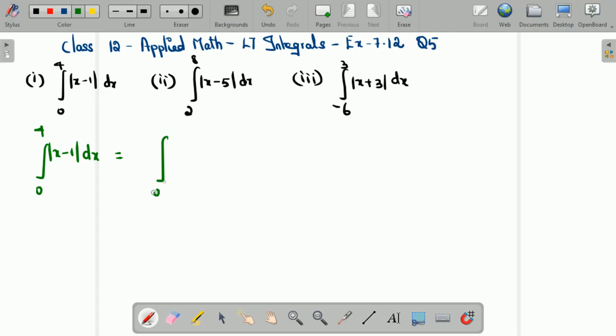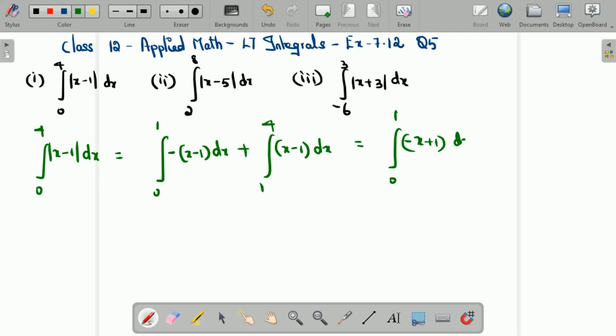Between the limits 0 to 1, this function will behave as minus of x minus 1 dx. And between 1 to 4, this function will be just x minus 1 dx. Now I'm going to bring the negative sign inside so that it will be easier for me for integration. So this will be integral 0 to 1 of minus x plus 1 dx plus integral 1 to 4 of x minus 1 dx.